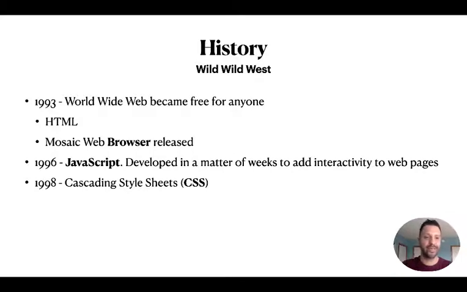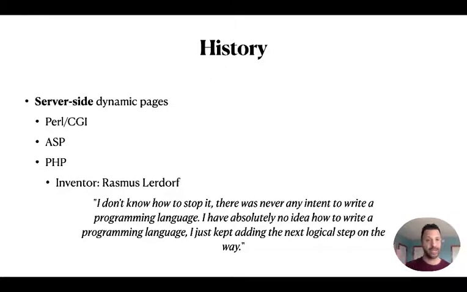As you see, in '96 JavaScript was created to provide interactivity to your web pages beyond HTML. Then in 1998 came cascading style sheets, to add structure and visual design to a page. Furthermore, during the '90s, if you're looking at server-side dynamic pages, meaning pages that are generated on the server and then sent out to the client, you'll hear things like Perl, CGI, ASP (Active Server Pages), and PHP.